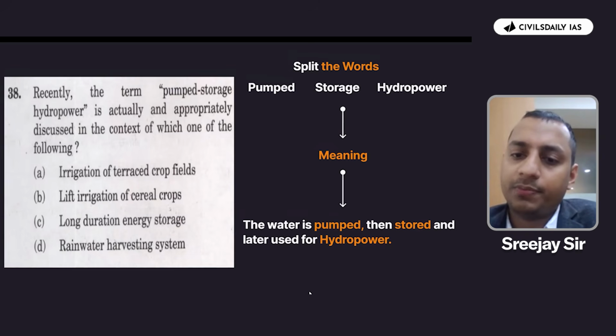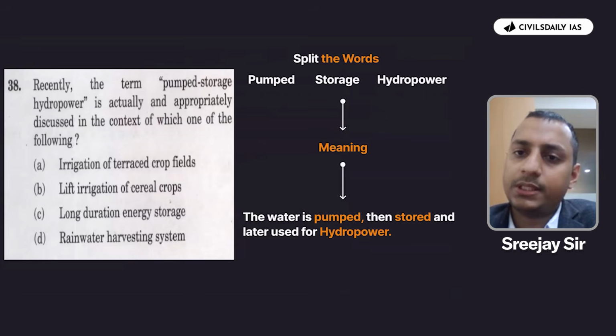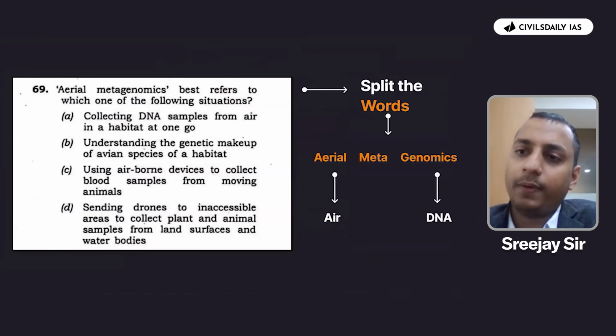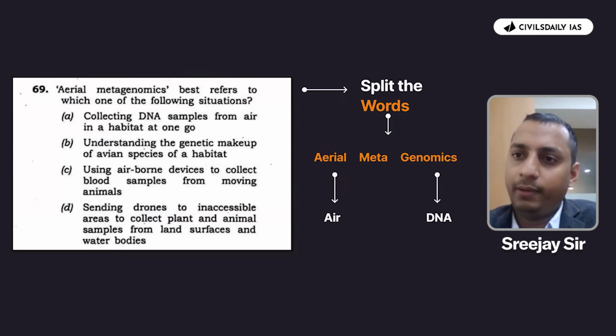Now try this one. This is the way you have to think. What about this one? Aerial metagenomics. Now, when you split the word aerial metagenomics, aerial can be related to air, genomics can be related to DNA. So what is that one option which has both air and DNA? It will be option A, right? So A will be the answer here.